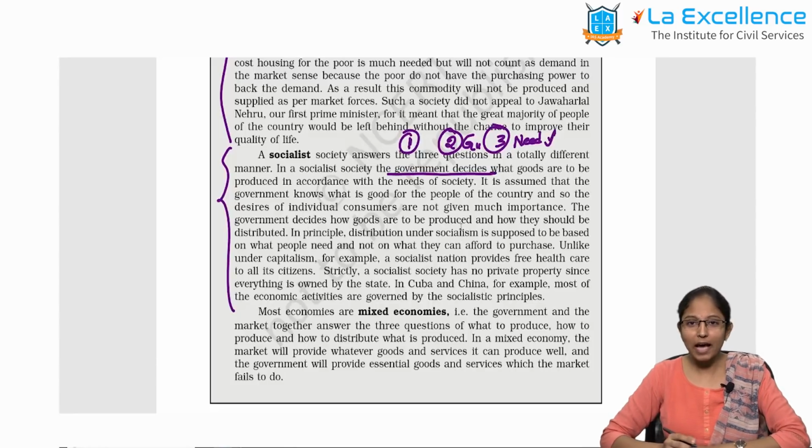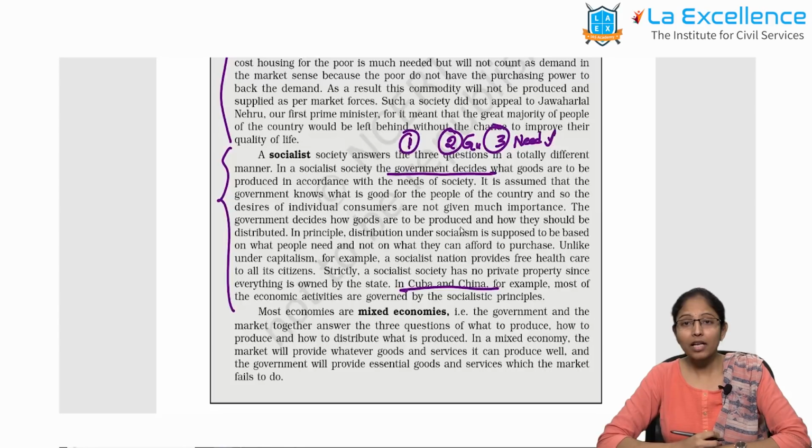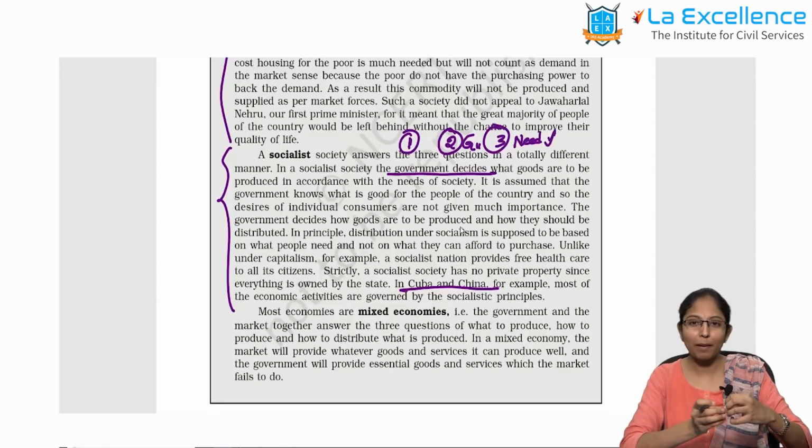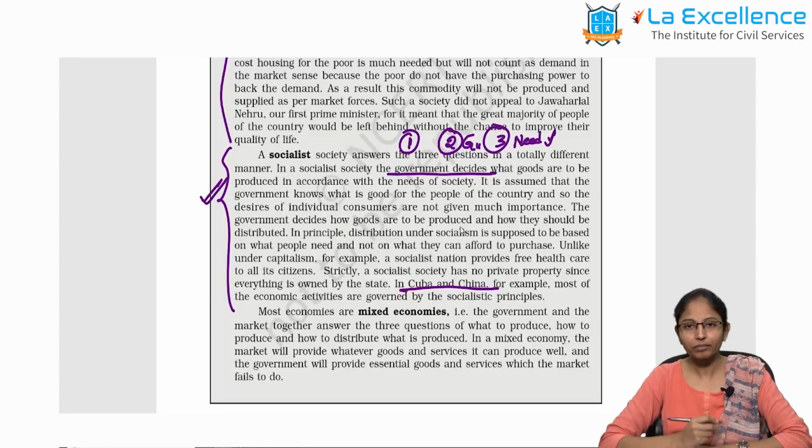Now what are the examples for such system? Cuba, China earlier, they were fully controlled by the state's economies. Now every country moved towards capitalistic kind of economic system, that we'll see in the later classes. But here, socialistic economic model.